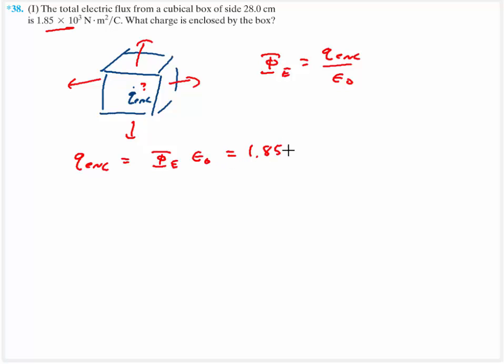So 1.85 times 10 to the third, that's my flux. Permeability of free space, 8.85 times 10 to the negative 12th. And that gives me my charge enclosed, which is simply going to be 1.64 times 10 to the negative 8th coulombs.